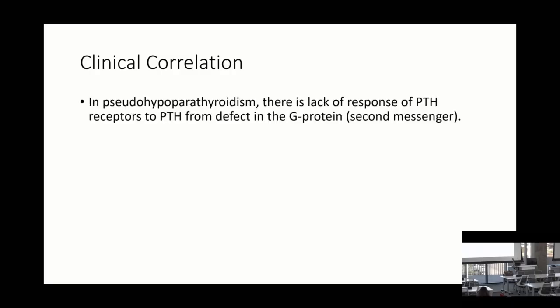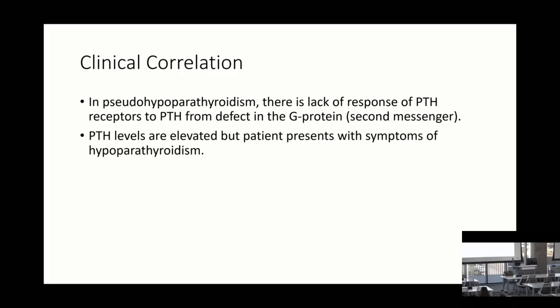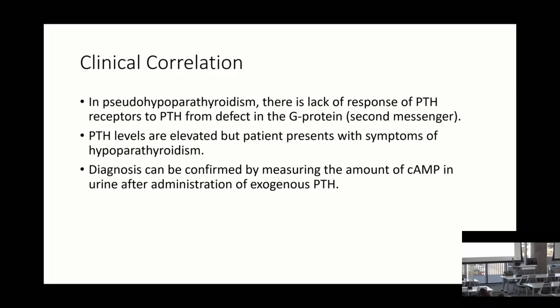So pseudohypoparathyroidism, there's a lack of response of the PTH receptor to PTH from a defective G protein, which is the second messenger. So PTH levels are elevated, but patients present with symptoms of hypoparathyroidism. So even though there's very high PTH, they present like hypocalcemia. You can confirm the diagnosis by measuring the amount of cyclic AMP, which is the second messenger for PTH, in the urine after administration of exogenous parathyroid hormone. Okay? Does that make sense?